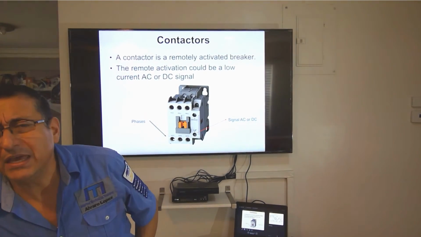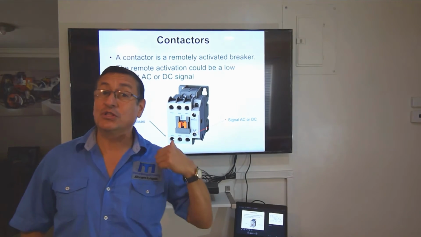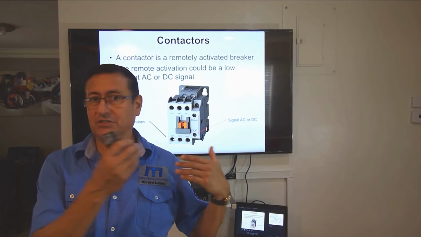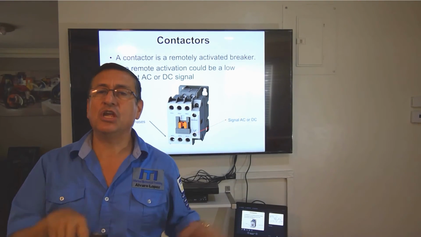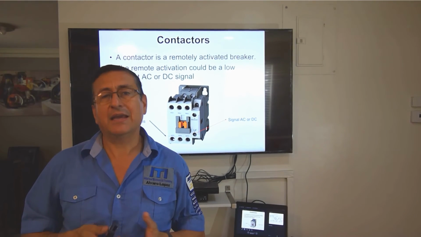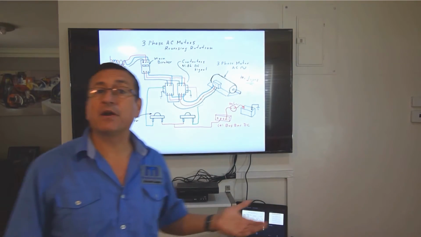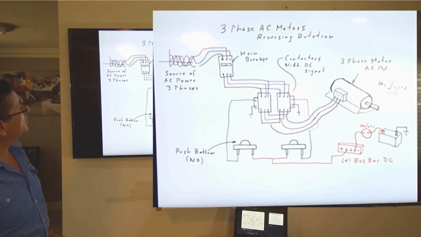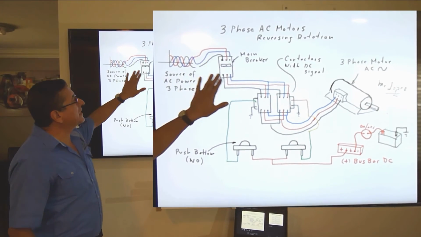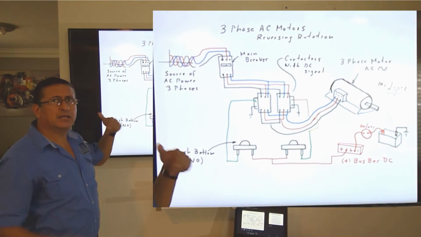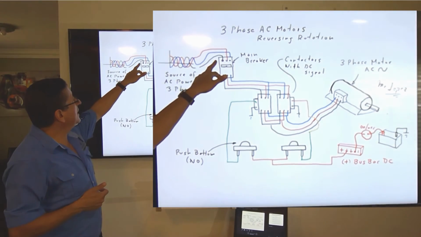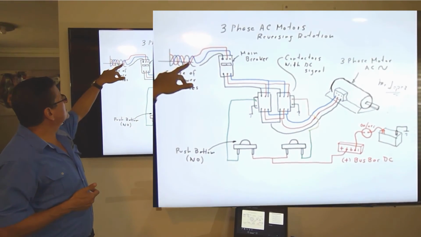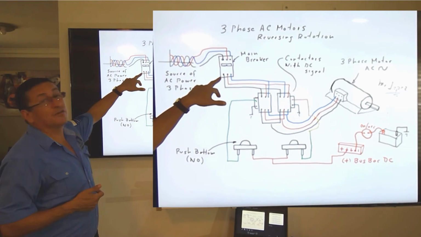How can we install those contactors? How is the wiring to connect a three-phase motor with the contactors in order to reverse the rotation? I have a schematic that I prepared for you. In this schematic, I have the main breaker, the main breaker that you have in your AC panel. And this is the AC power, coming from the source of the power, three phases. And this is the output of the main breaker.